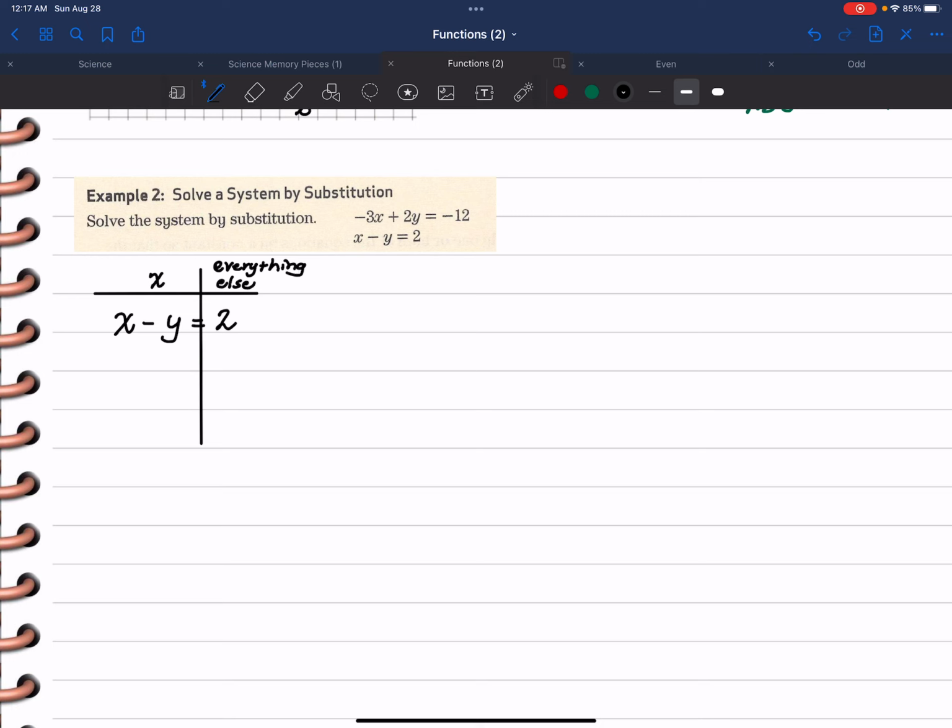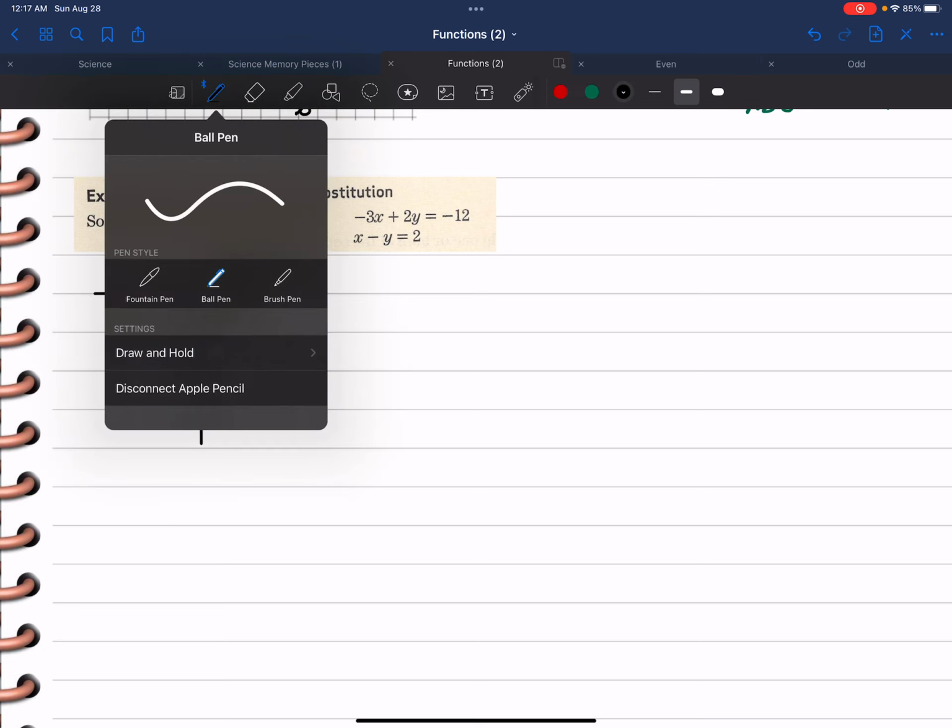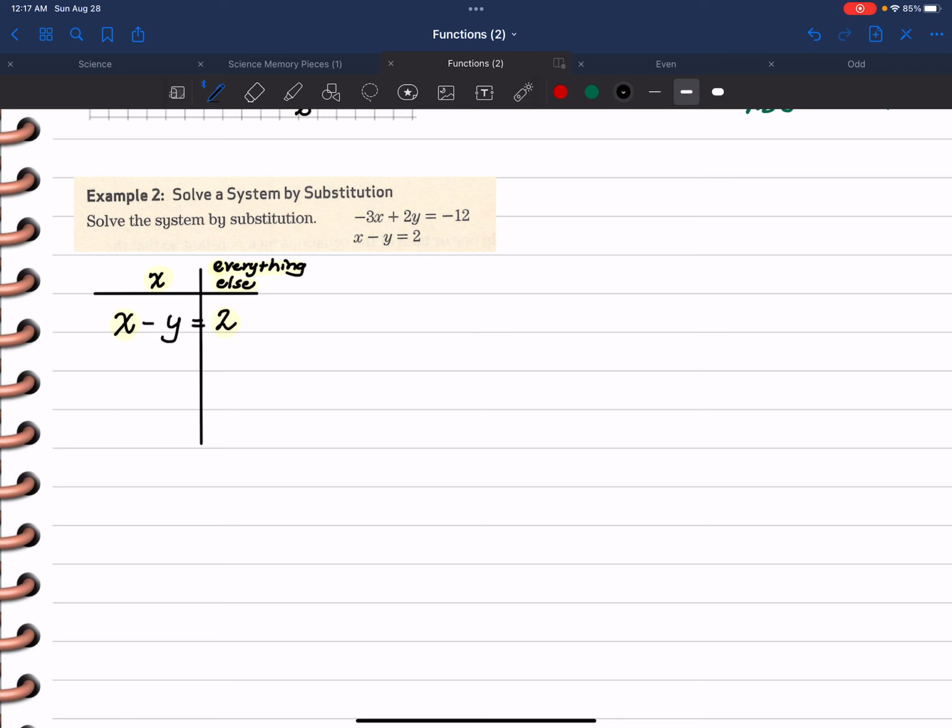Now, the x is already in place. We don't have to worry at all about the x. The 2 is in place. It's a constant, so it's fine. But that y needs to move. So I'm going to move it away from the x and get it over here on this side and cancel. So what I've done is solve this equation for x. x equals 2 plus y.